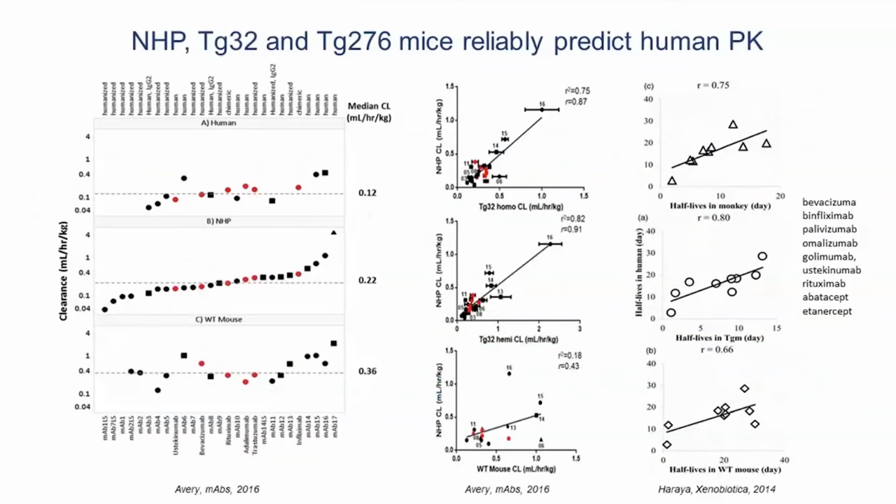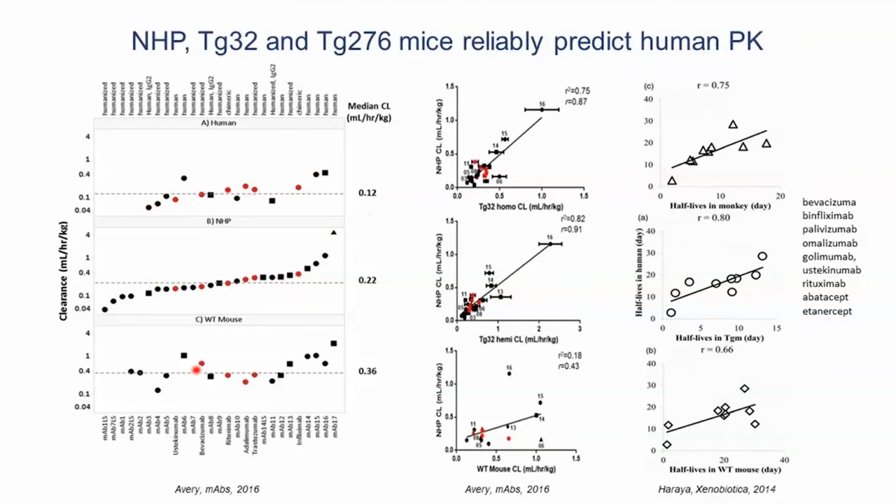So let's now look at the models and see how they perform against sets of antibodies. And Avery did a comparison across a large set of antibodies, and they ordered their antibodies in terms of clearance from lowest to highest clearance values. And a subset of those antibodies, they plotted data from humans. And you can see that the pattern of clearance is similar between human and non-human primate.